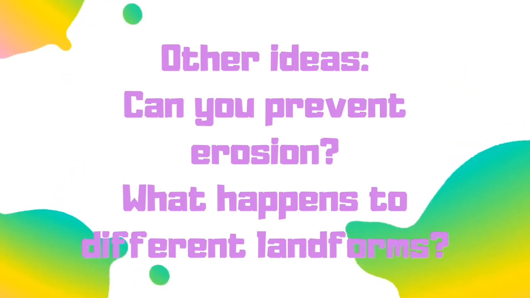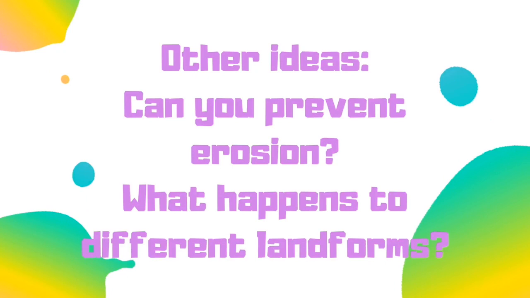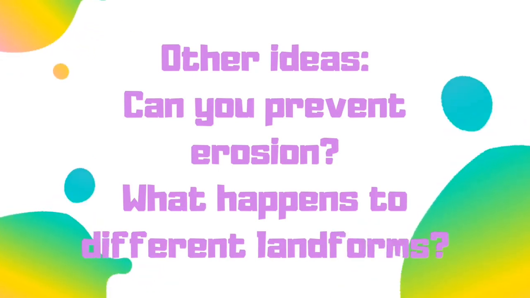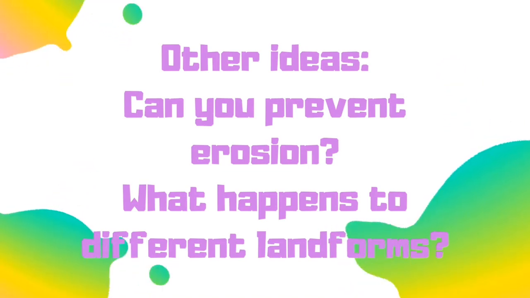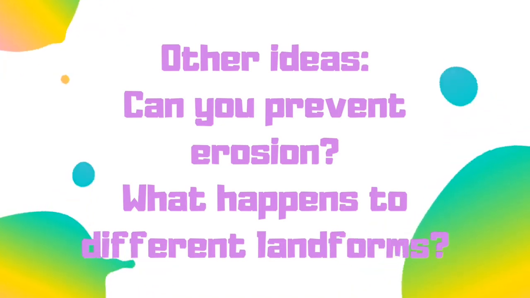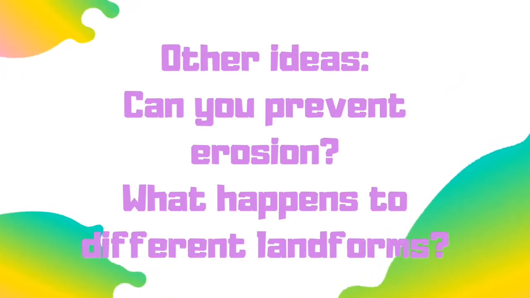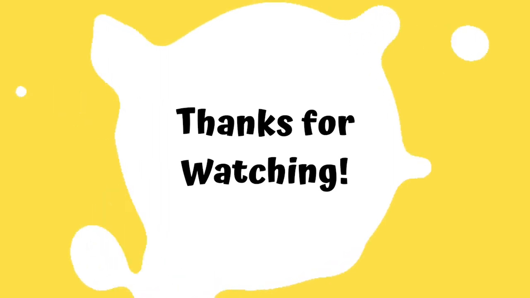A few fun challenges you can try is, can you prevent the erosion from happening? Could you build something or add something to the stream table that would prevent the erosion? You can also try forming different landforms out of your soil or your sand and seeing how the erosion is affected when the water runs across mountains or things like that. Just create something cool and discover something new.